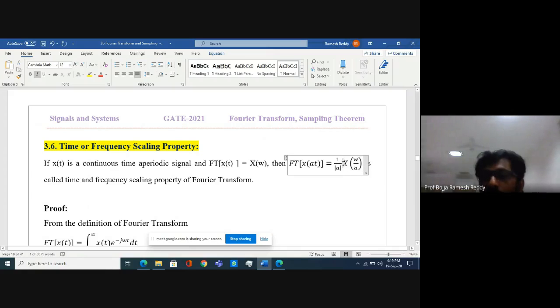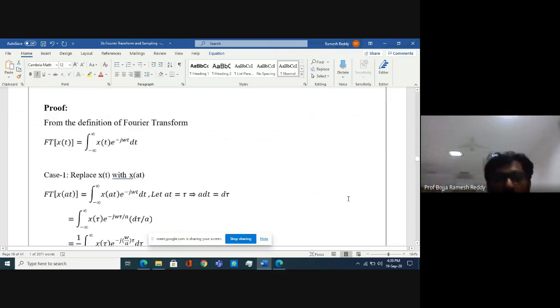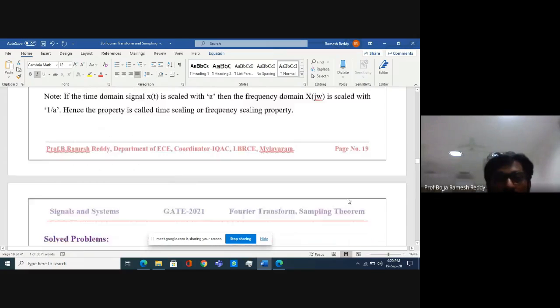Then 1 by modulus of a is nothing but amplitude. Amplitude changes, amplitude is scaled. That's why this property is called time scaling. Time domain is scaled, frequency domain is also scaled, and amplitude is also scaled. Derivation not required.